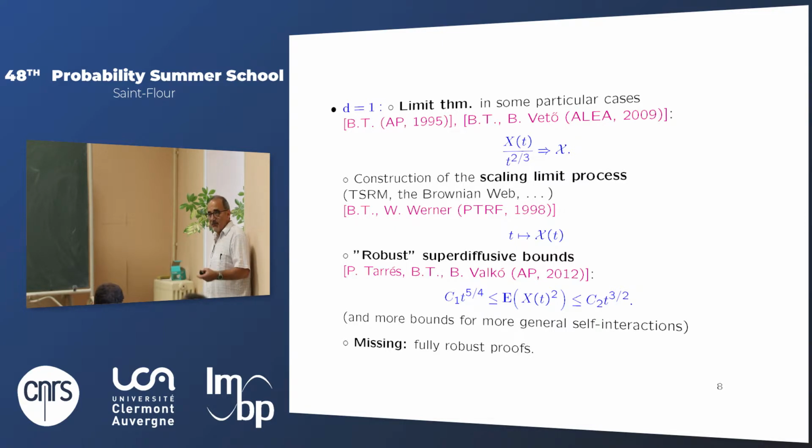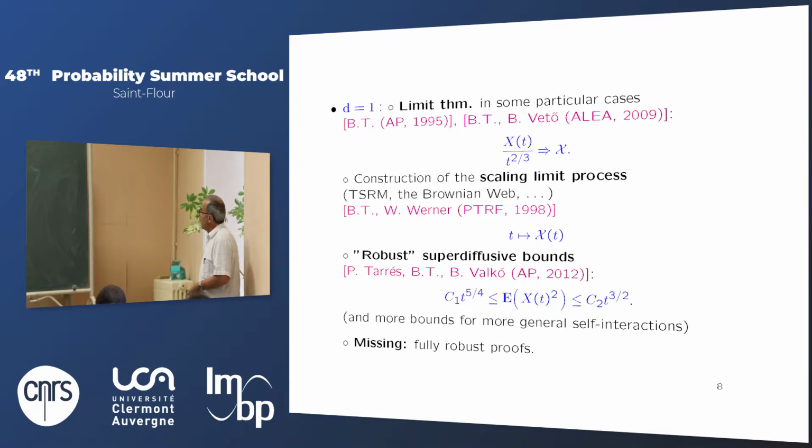When I say robust, I mean analytic proofs, not relying on combinatorial details of the model. And what you see here is a robust bound, and super diffusive, as you see. So in the diffusive case, this would be 1. And what we expect in general is what? 4/3. Instead of 4/3, we can prove a lower bound of 5/4, which is less, nevertheless, it's good.